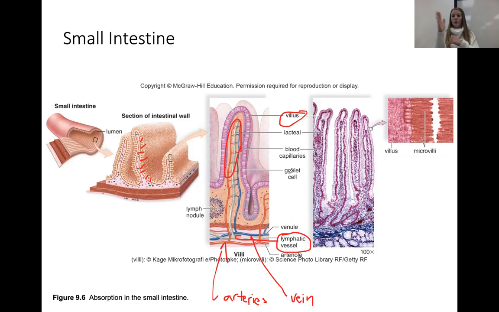So we have the folding of the small intestine, and then we have these villi, the villus, and the microvilli here. This is a great picture, definitely better than I could draw, showing how we increase that surface area to volume ratio.